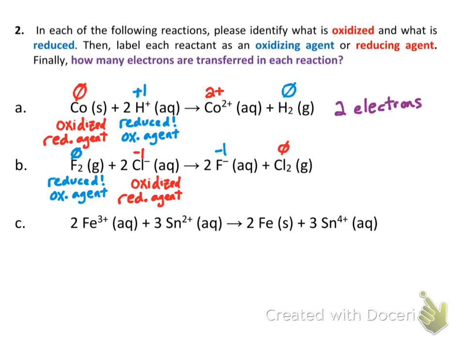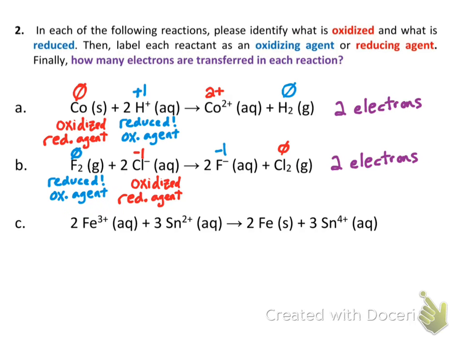And once again, as with last time, let's take a look at the fluorine here. So the fluorine, there's 2 fluorines, each with a 0 oxidation state. And after it reacts, we get our 2 fluorines, each with a negative 1 oxidation state. So since 2 fluorines went from 0 to negative 1, that means that each fluorine must have gained 2 electrons.